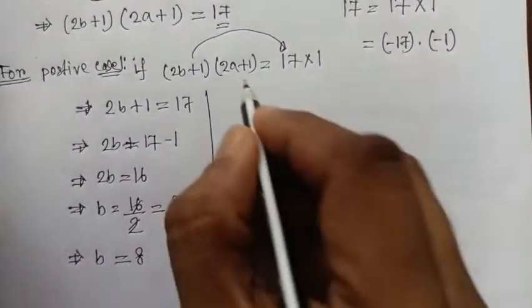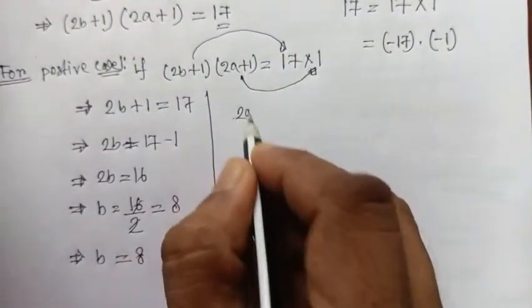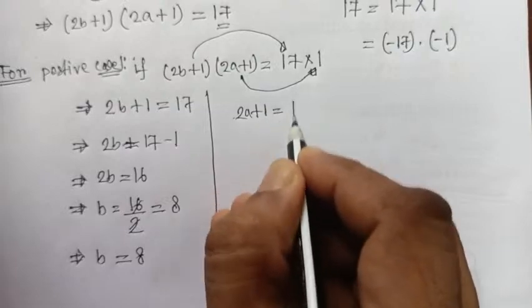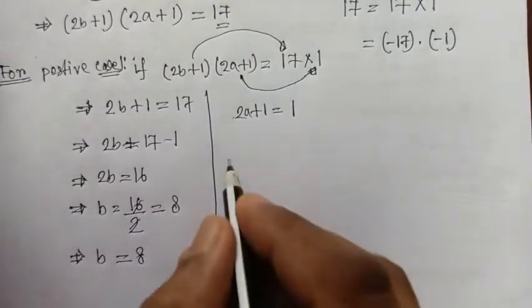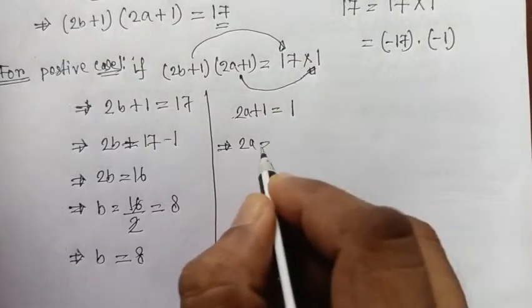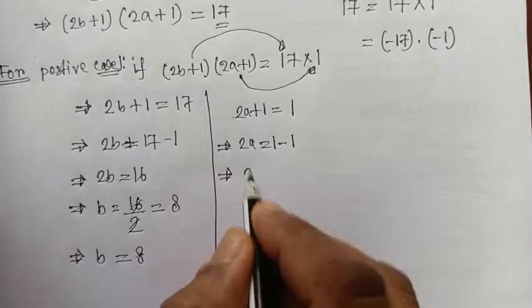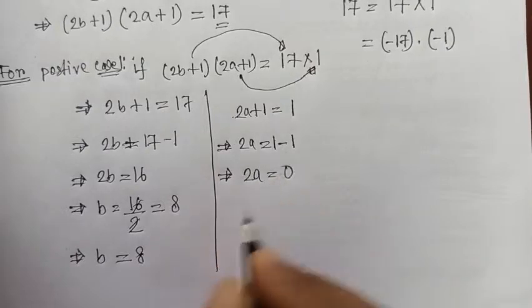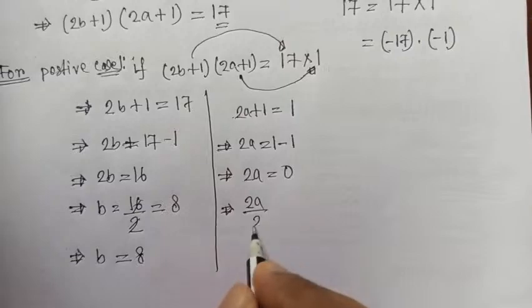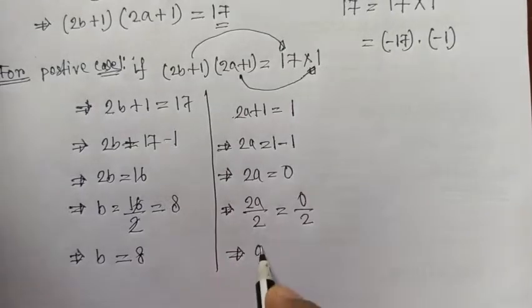Again, now 2a plus 1 will be 1 if we compare both sides. Now if we move that 1 to the right hand side, like 1 minus 1, that is 2a equals to 0. Now if we divide both sides by 2, we are getting the value of a is equal to 0.